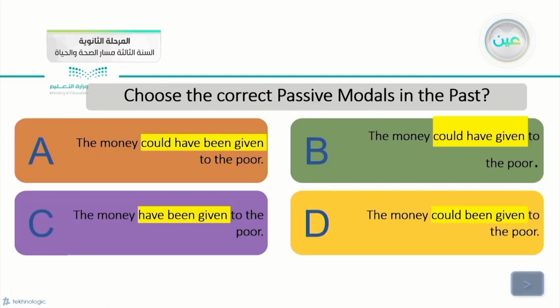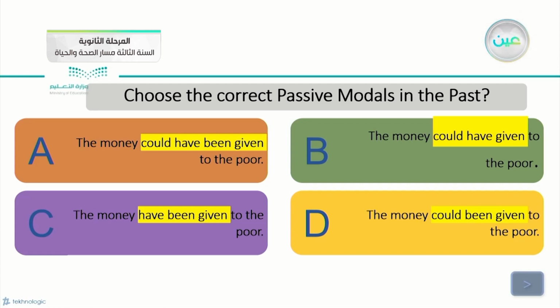Okay, let's go to this exercise or game. We have a question about the passive modals, and through that question we can make an introduction about the passive and the difference between passive modals and modals in the past, or the structure of these two. Choose the correct passive modal in the past. We have four sentences. Number 1, the money could have been given to the poor. Number 2, the money could have given to the poor. Number 3, the money have been given to the poor. And the fourth one, the money could been given to the poor.